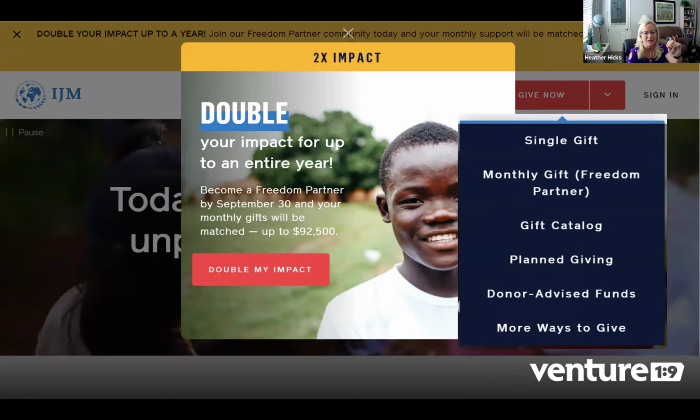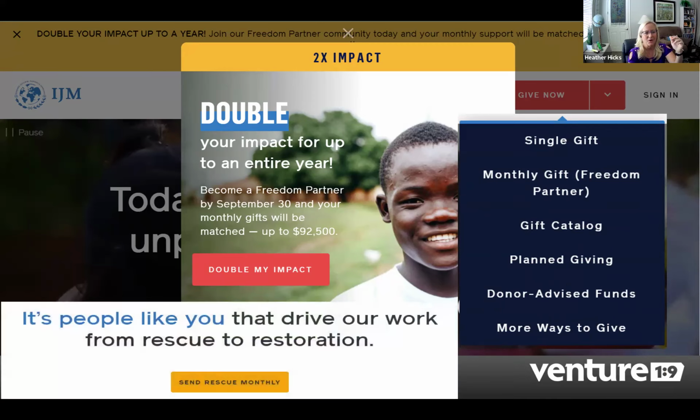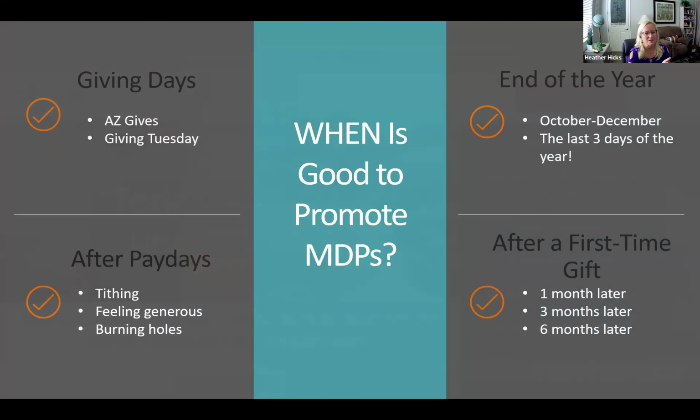That's one of their options. It's right there. Great messaging, because ultimately they say this on their page: it's people like you, the same saying, people like us do things like this. It's people like you that drive work from rescue to restoration. That's the end goal outcome, is restoration. So you've got incredible messaging.